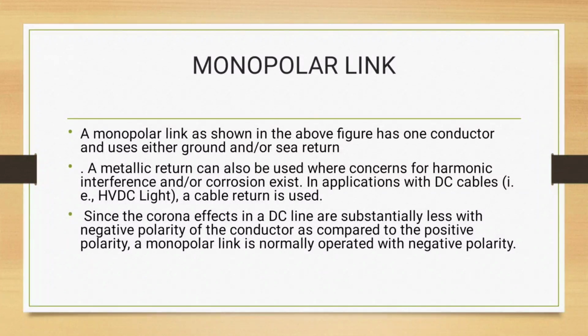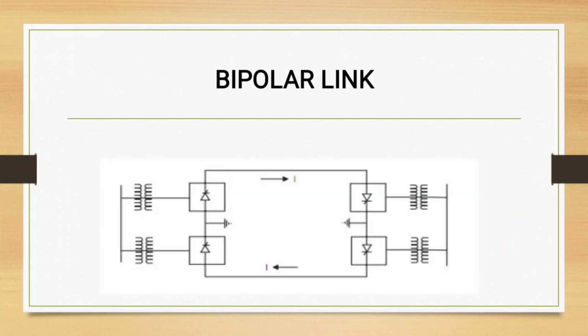Since the corona effects in a DC line are substantially less with a negative polarity of the conductor as compared to the positive polarity, a monopolar link is normally operated with a negative polarity.